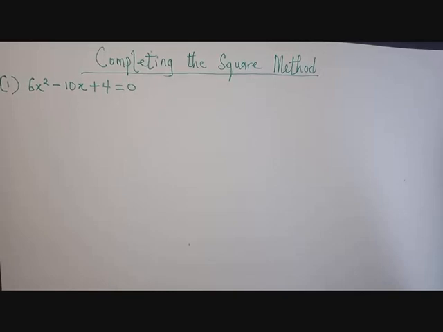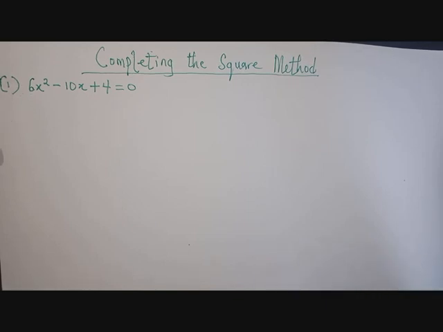Hi guys. So in today's video, we're going to be looking at completing the square method of solving quadratic equations. So we want to solve 6x squared minus 10x plus 4 equals 0 using completing the square method. Now these are the steps you need to take.